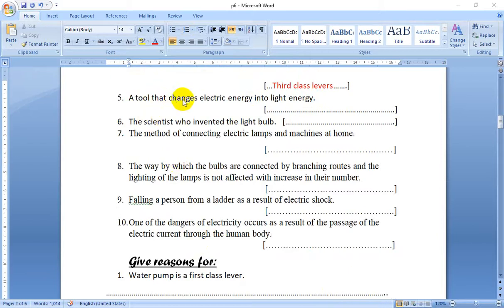A tool that changes electric energy into light energy, from electric into light, so this is electric lamp. The scientist who invented the light bulb, we said before, it's called Archimedes. Sorry, not Archimedes, Archimedes is for lever, but light bulb, Thomas Alva Edison.